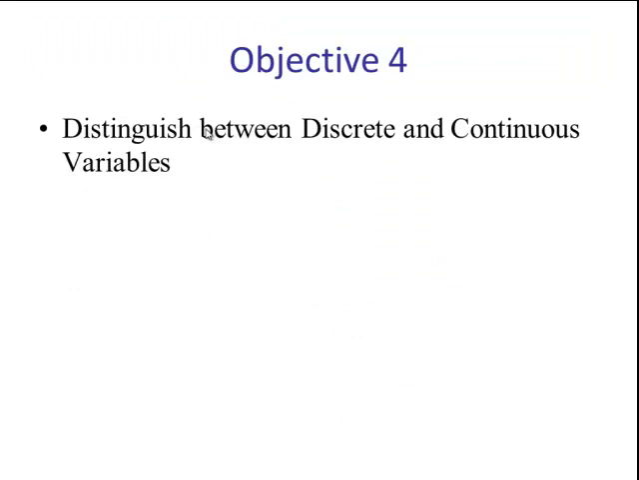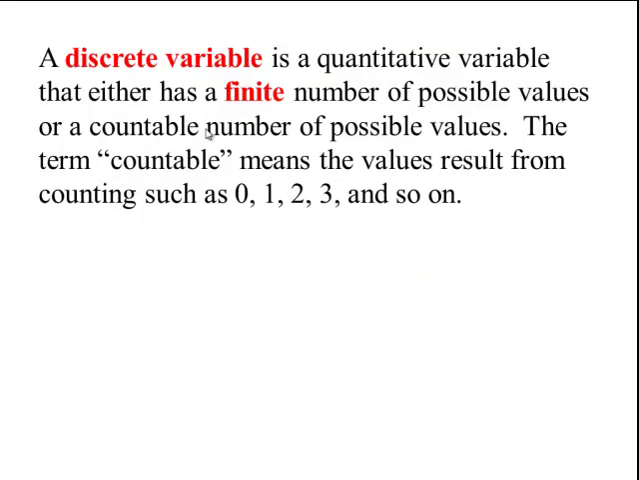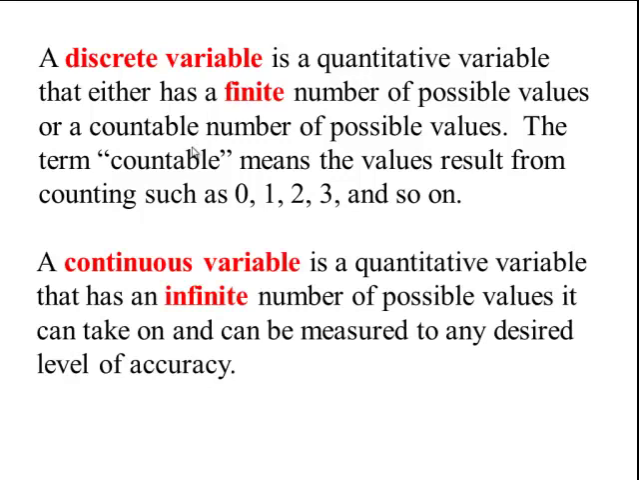Lesson objective number 4. Distinguish between discrete and continuous variables. A discrete variable is a quantitative variable that has a finite number of possible values, or it has a countable number of possible values. The term countable means that the values come from counting, such as 0, 1, 2, 3, 4, and so on. An example of a discrete variable would be the number of cars that you own, the number of floors in a building, the number of CDs that you own, the number of teeth in your mouth, the number of students in a classroom.